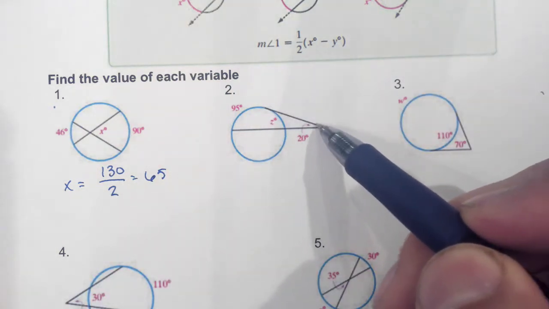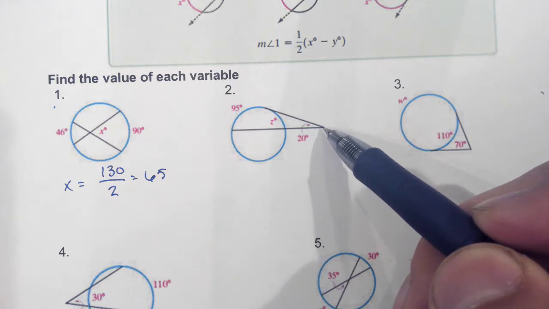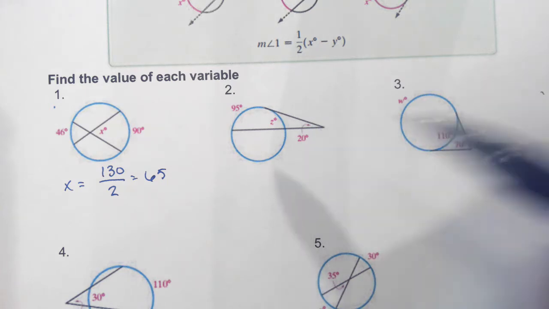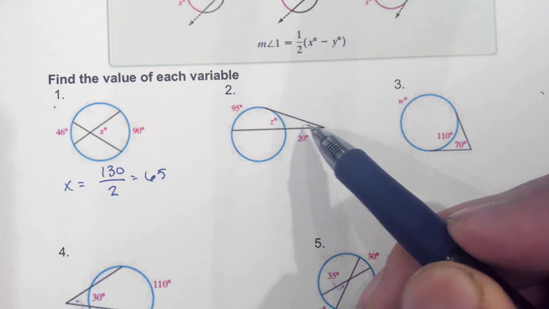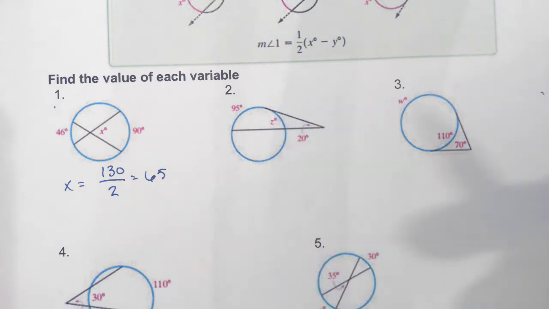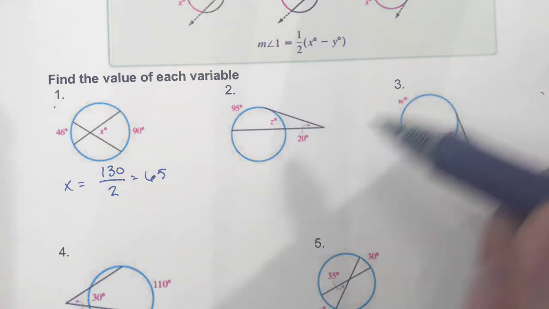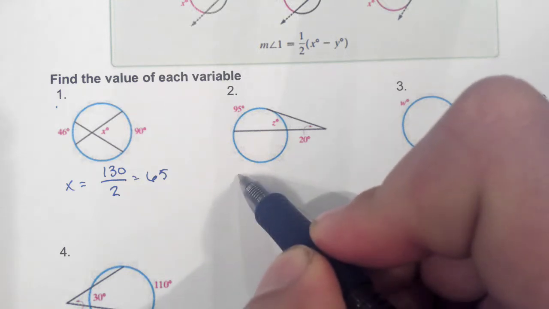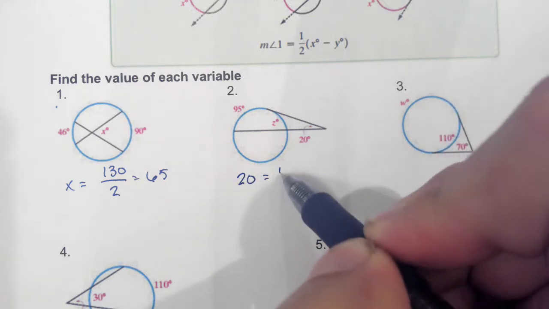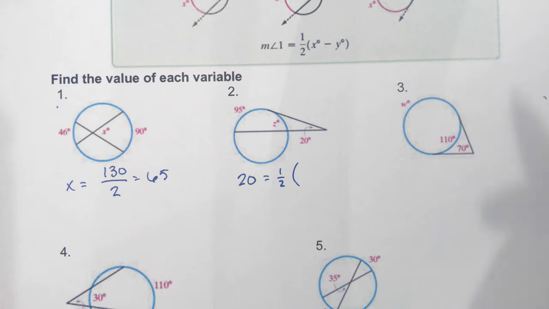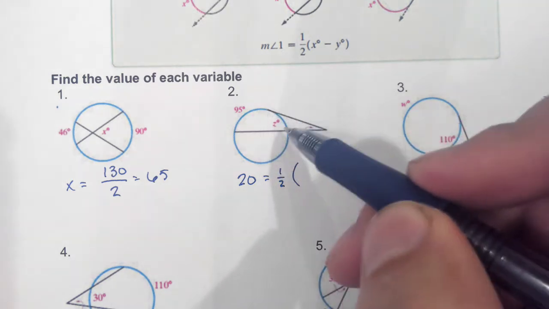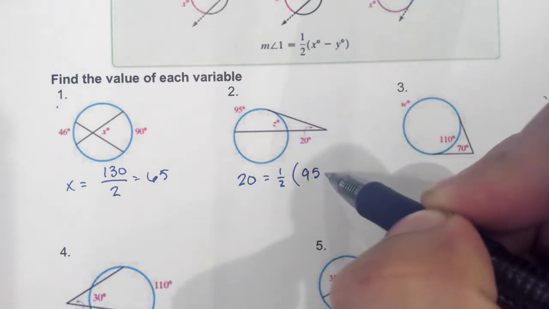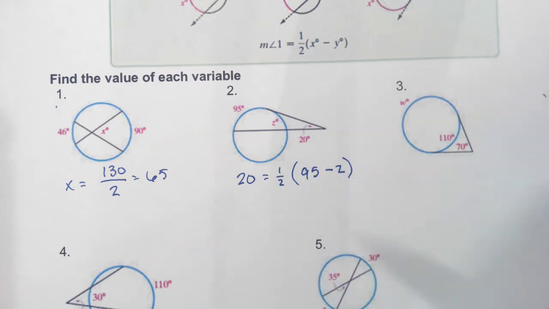Here, my two lines intersect outside of my circle. Now they tell me the angle this time, so I'm looking for a missing arc. So that makes it a little bit different. My angle equals 1/2 the subtraction of my two arcs. It's my big arc minus my small arc. So it's going to be 95 minus z.